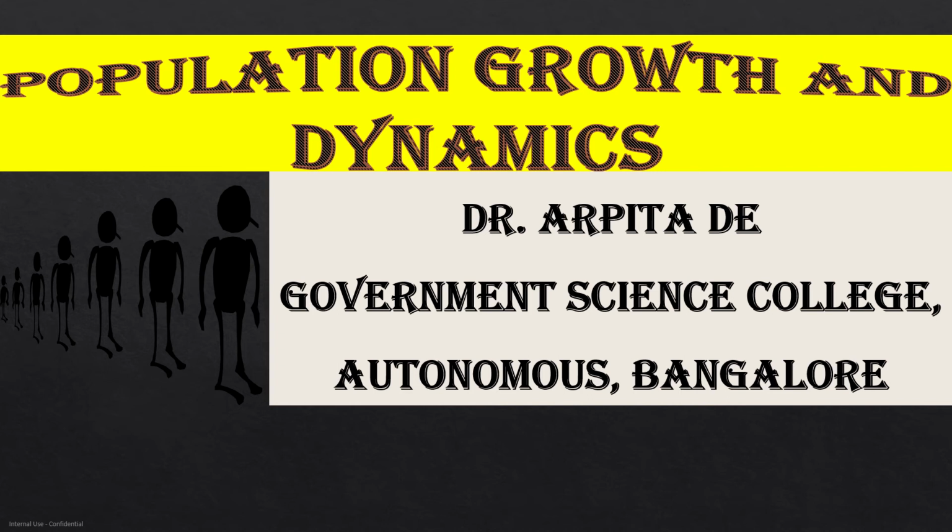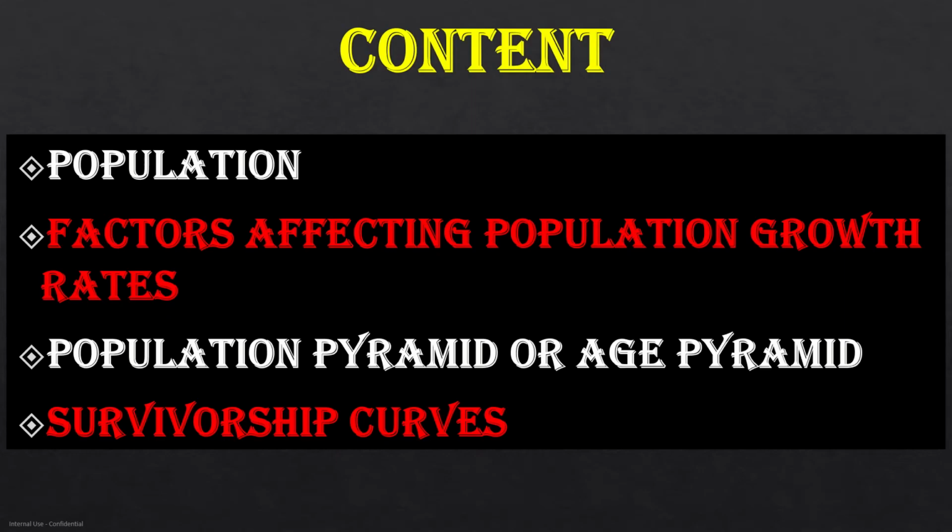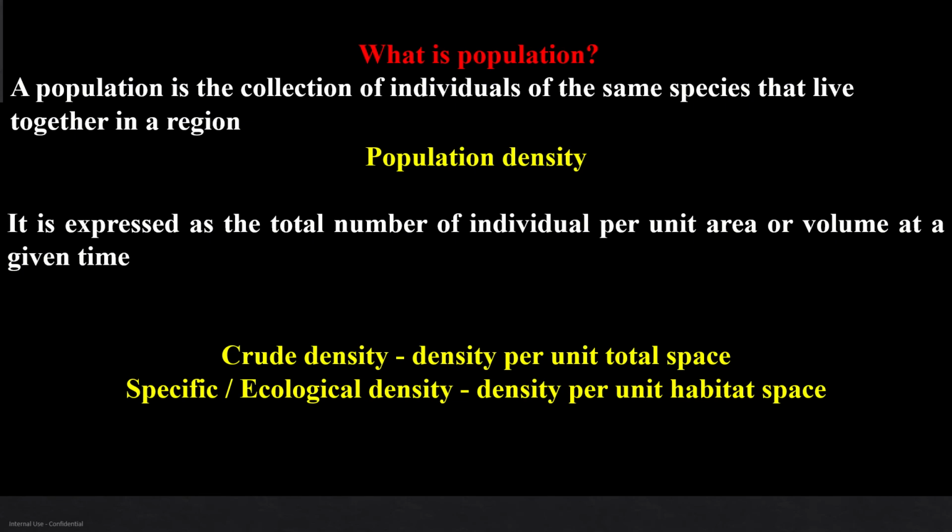The topic for today's discussion is population growth and dynamics. This is a very important part of population ecology. So let's begin. These are the few topics which we will be discussing today: population, factors affecting population growth and the growth rates, population pyramid or age pyramid, survivorship curves. So these are the few topics.